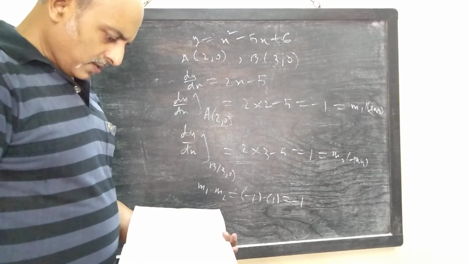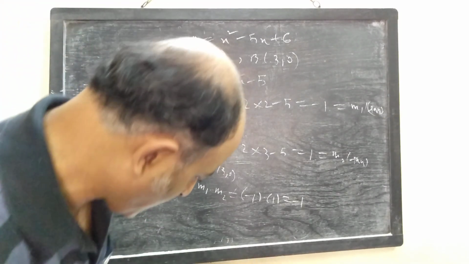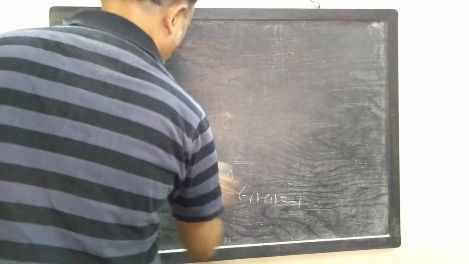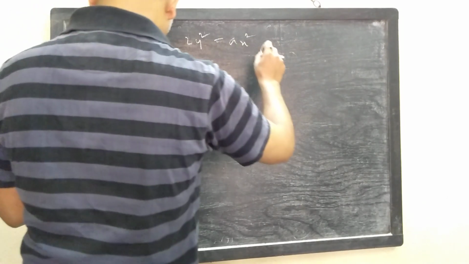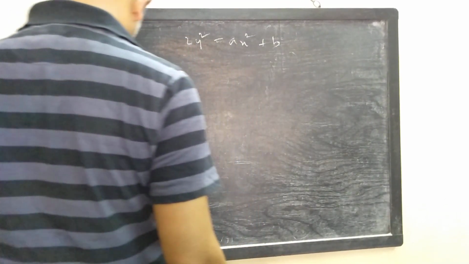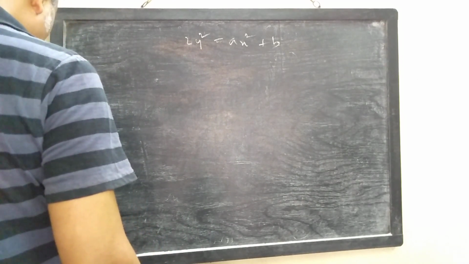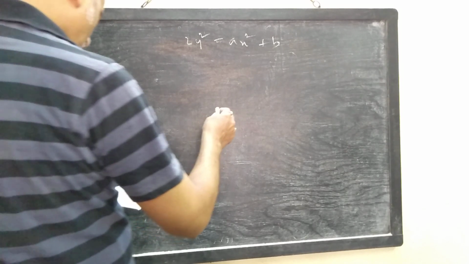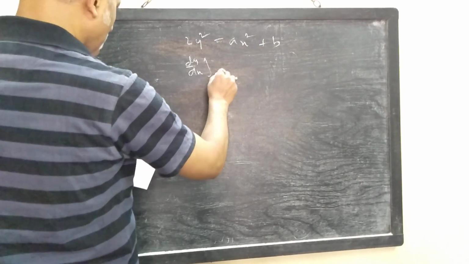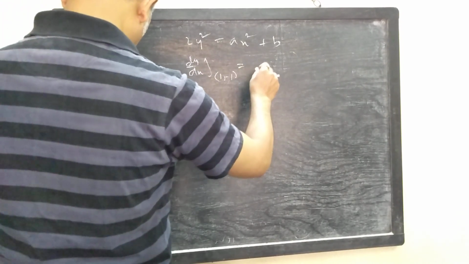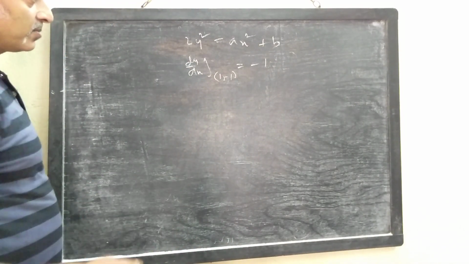Next, the slope of the tangent to the curve at the point (1, -1) is given; find a and b. Here the given curve is 2y² equals ax² plus b. Now it is given that the slope of the tangent to this curve at (1, -1) is -1. That is, they have given you that dy/dx at (1, -1) is -1, and you are asked to find a and b.